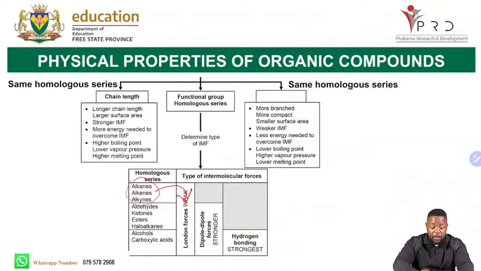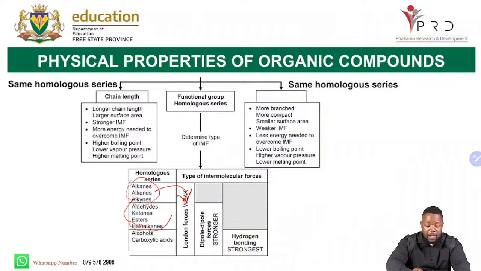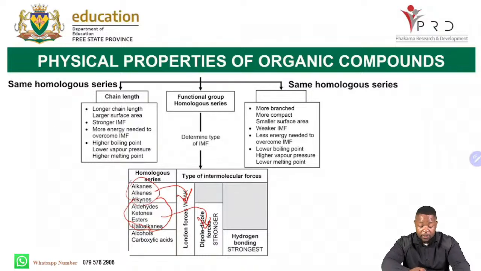And then we have the aldehydes, ketones, esters, and haloalkanes, which only have the dipole-dipole forces. And lastly, we have the alcohols and carboxylic acids, which primarily have the hydrogen bonds. Remember, all of them have the London forces, but for alkanes, alkenes, and alkynes, it's London forces only.